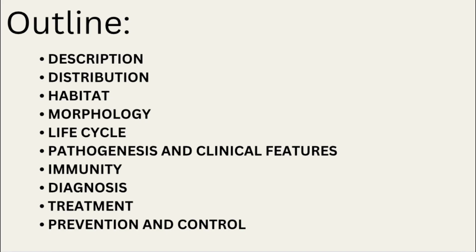So, here's the outline. First is description, followed by distribution, habitat, morphology, life cycle, pathogenesis and clinical features, immunity, diagnosis, treatment, and prevention and control.